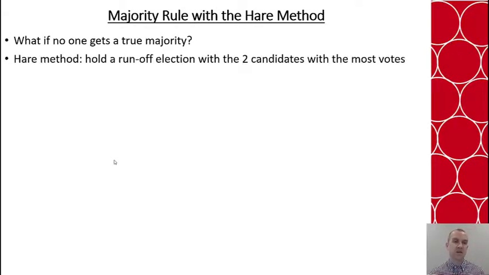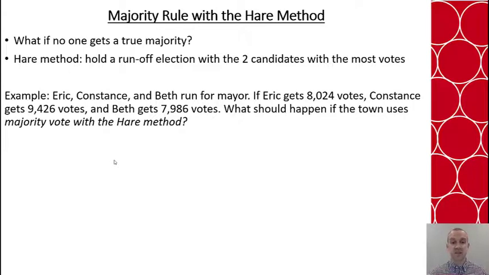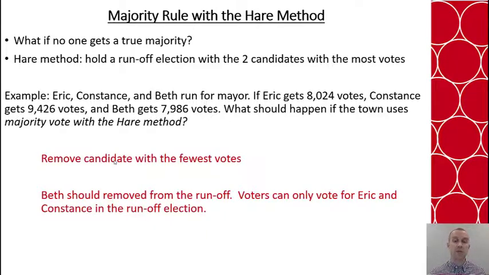The Hare method says that we hold runoff elections, most commonly with the two candidates that get the most votes. Sometimes they'll do elections where one's taken off at a time of the lowest vote getter, but the easiest thing often is to just take the two highest vote earners and do a runoff election for them. So say that we had these three candidates again, but Beth actually got 7,986 votes. So what would happen if the town uses the majority vote with the Hare method? In this method, we'd remove the candidate with the fewest votes. So Beth would be removed, and we'd have a runoff between Eric and Constance for the election for mayor.